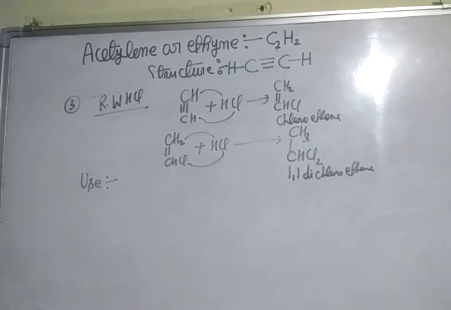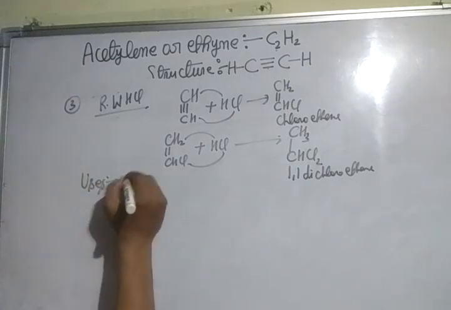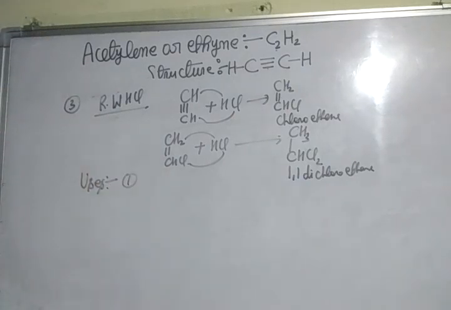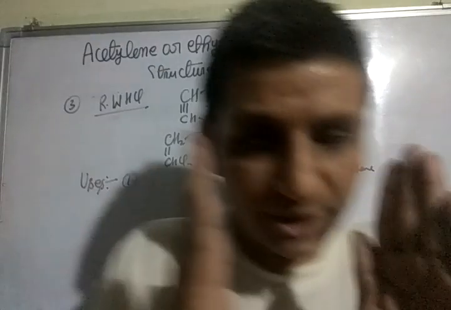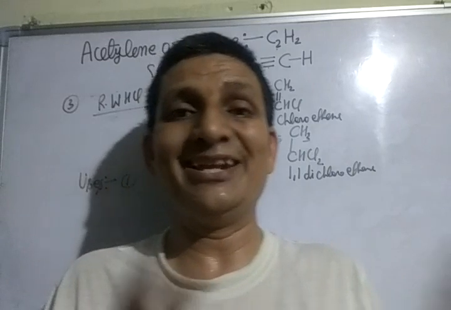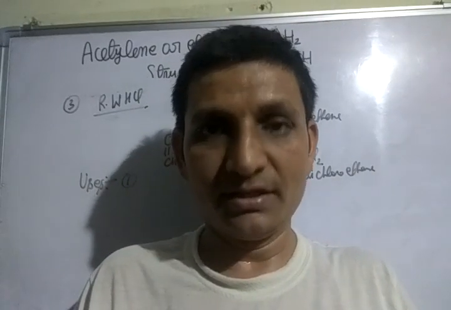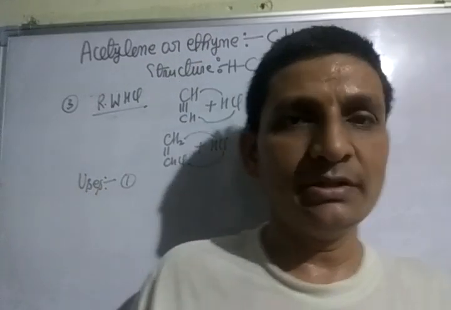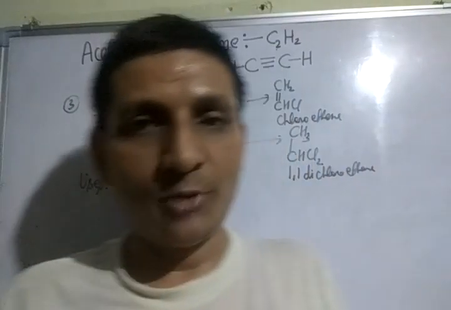Next point is use. The first important usage, usage number 1, is that it is used for ripening fruits. It is also used for the preparation of organic compounds like acetaldehyde especially. So students, these are the important things about acetylene.